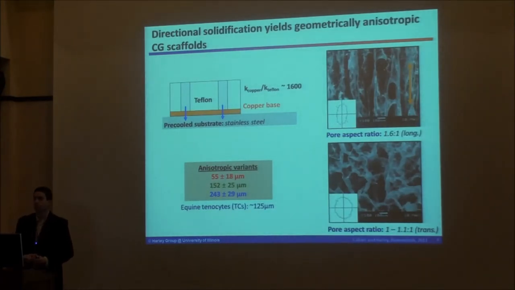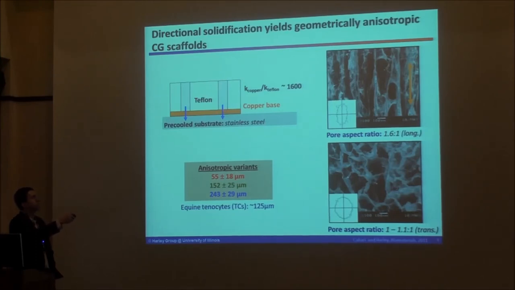So the approach that we take to make aligned scaffolds is a twist on that regular freeze-drying paradigm that I showed a couple slides ago. And the idea here is to promote directional solidification of the suspension during the freeze-drying. And what we use is this thermally mismatched mold shown here, where we have the Teflon body and then a thin copper plate as the base.